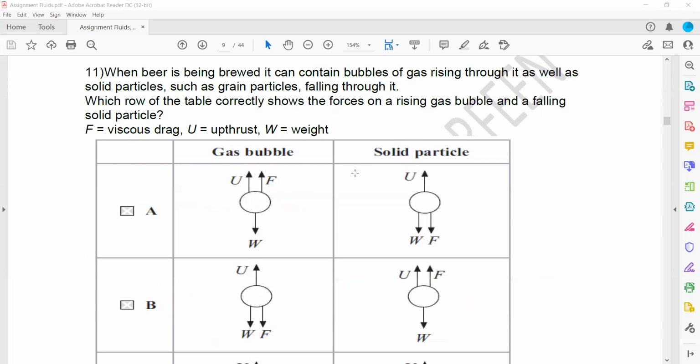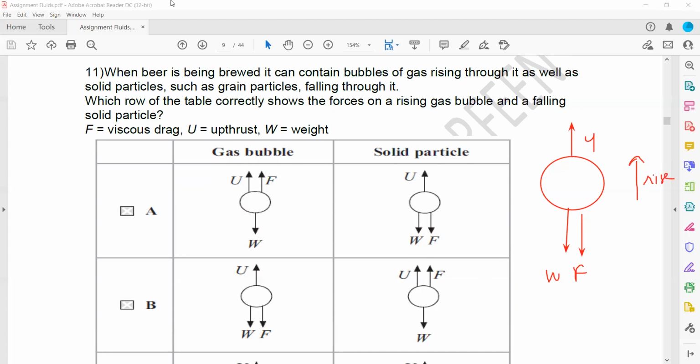In question 11, when beer is being brewed, it can contain bubbles and the gas rises through. So if the gas is rising, upthrust will act upward, weight will act downward, and drag force or viscous drag will also act downward. So for a gas bubble, it should be like this. This is for a particle which is rising.